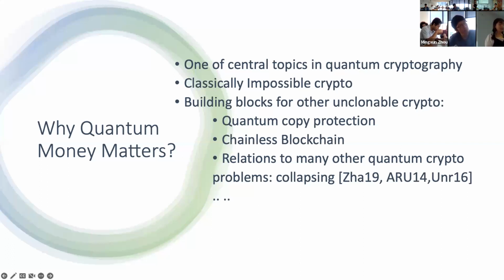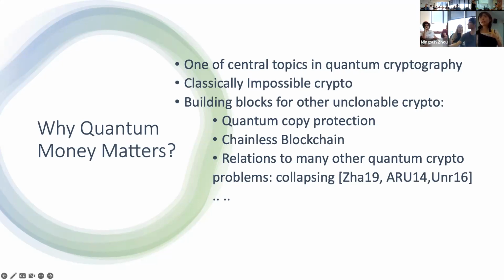For example, quantum copy protection, and as I mentioned, quantum key distribution, which actually was directly inspired by the first paper by Wiesner on quantum money, as well as something that sounds fancy, chainless blockchain. If you have a strong variant of quantum money, which I will later introduce, you may be able to build something like a blockchain protocol, because it inherently prevents double spending, but without a chain structure and without some of the complicated protocols.